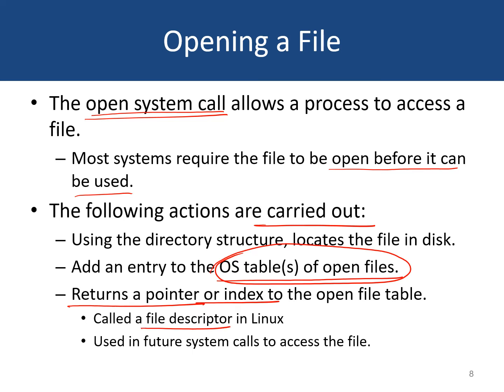This pointer is typically not the actual file name. However, it is used in the future system calls which are made subsequent to the open system call for accessing the file. So using this pointer that was returned by the open system call avoids repeated searching through the directory, and it also simplifies the system call interface.